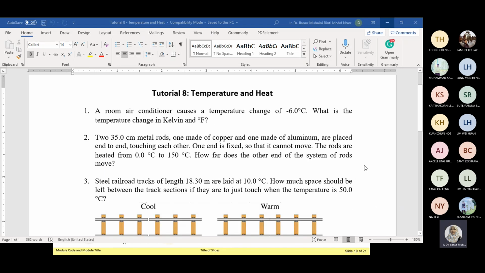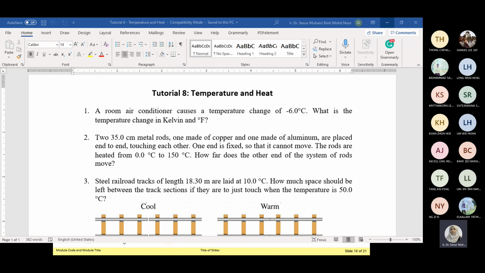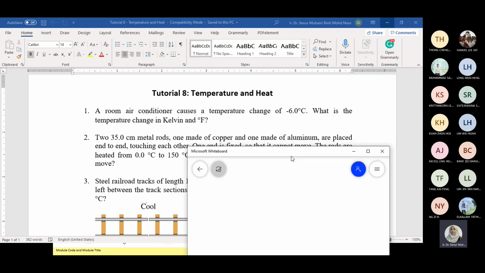Okay, next, continue with number 2. You can refer to the slide in the Moodle to do number 2. Meanwhile, number one, I will put here.